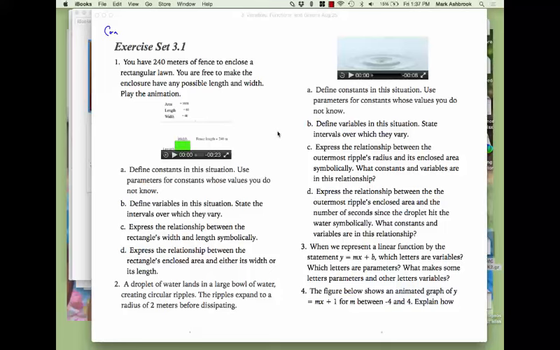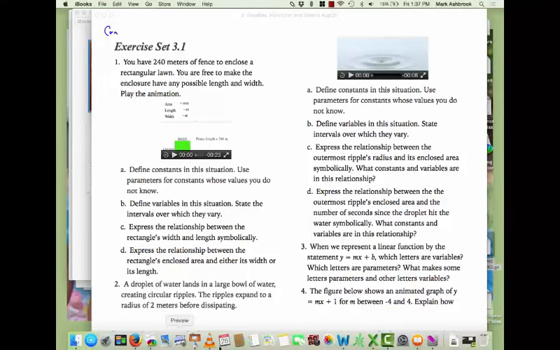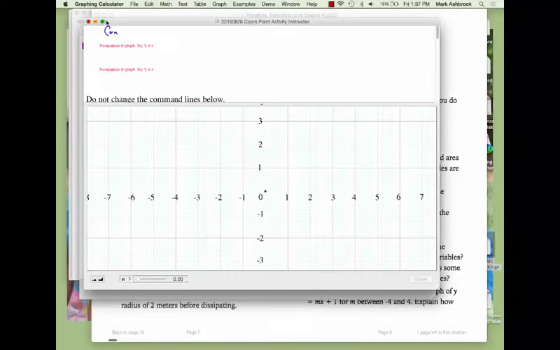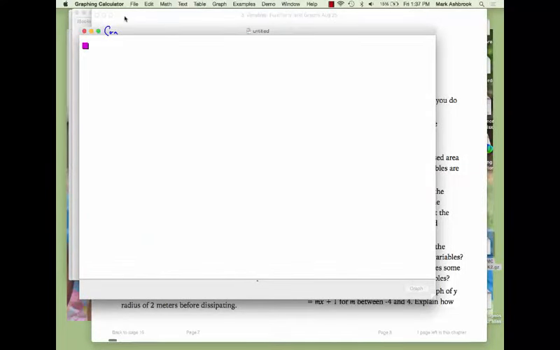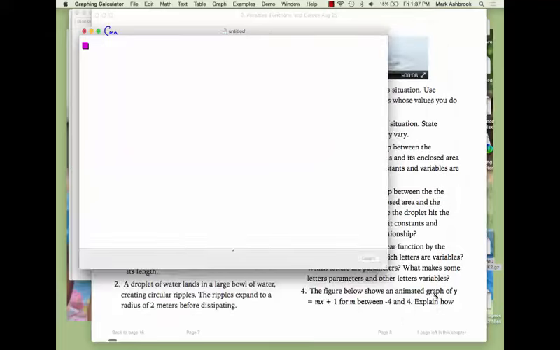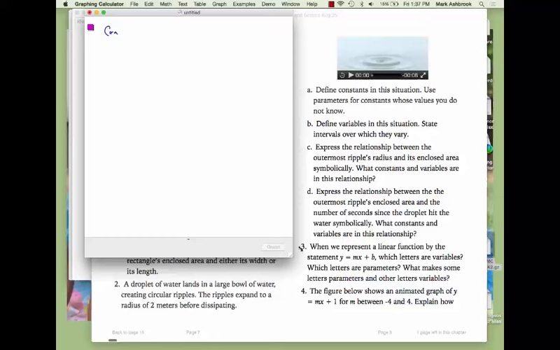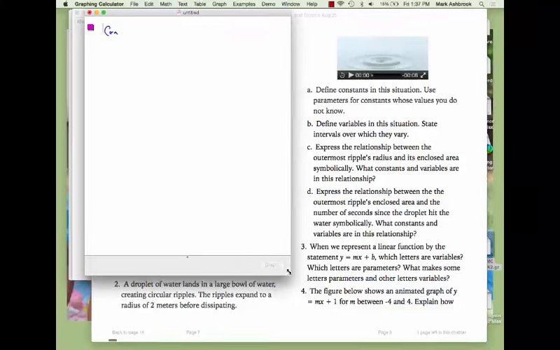All right, that's the best we're going to do. Okay, so I want to do that. I've got the problem up there and some room to write. So, some constants. Constant quantities in the situation.